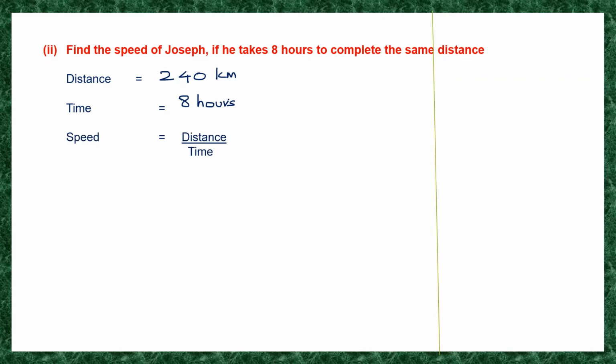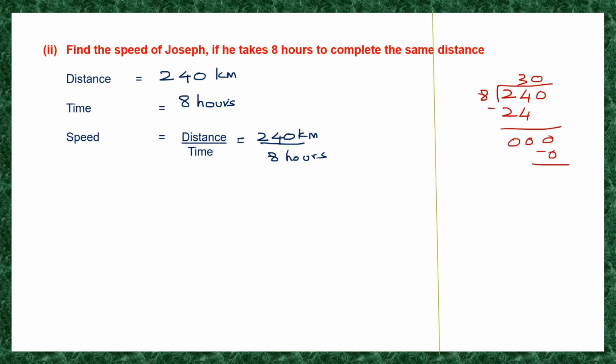And that will be distance by time. So distance is 240 kilometers and time is 8 hours. So we have to divide 240 by 8. 240 divided by 8. 8 threes are 24, minus 0. I bring down the 0 here. So my answer is 30. That means the speed is 30 kilometers per hour. So the speed of Joseph to complete that same distance if he takes 8 hours will be 30 kilometers per hour.